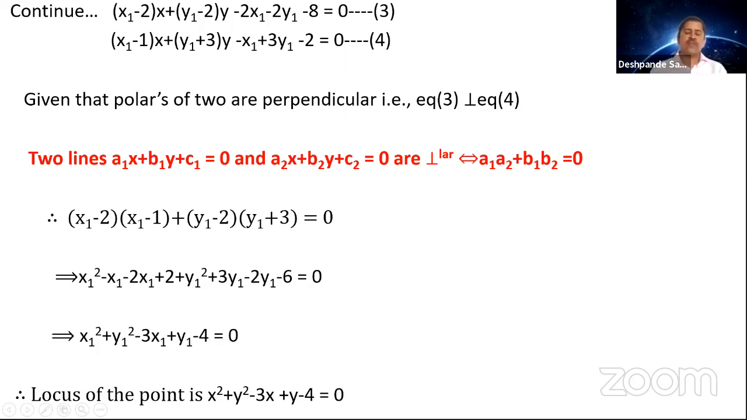So what sort of equation is it? The locus is again a circle, with some center and radius. So the locus of the point of intersection of the polars, if they are perpendicular, you have got as a circle equation. So have you understood this, children?